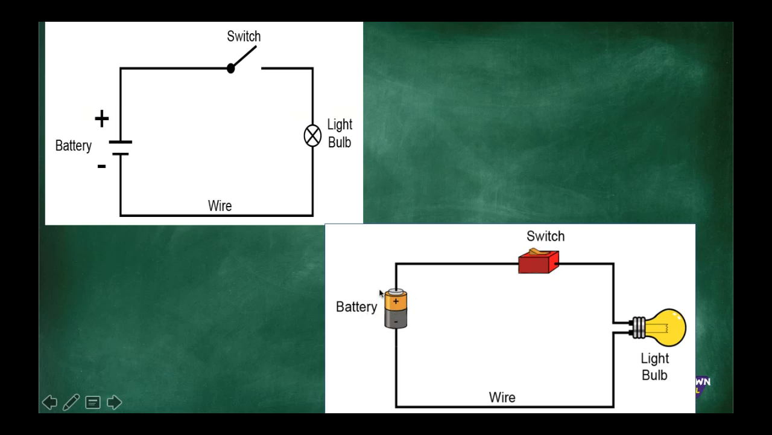But this is a battery. As you can see, it shows a plus sign and a minus sign. Then here's a switch. A switch goes on and off. Also, there's a light bulb here. Whenever the switch is on, the light bulb will also go on. Whenever the switch is off, the light bulb will also go off. Thank you so much.